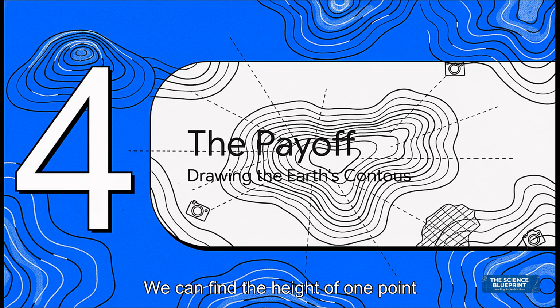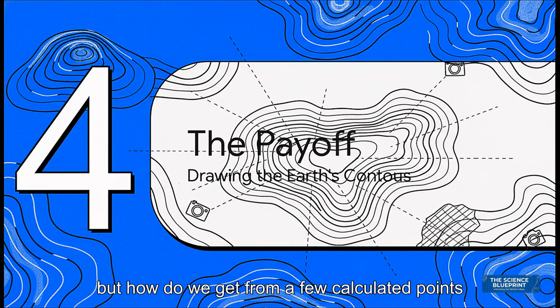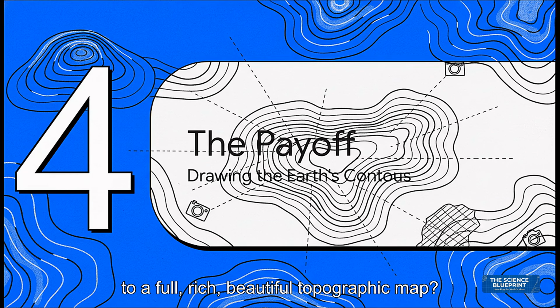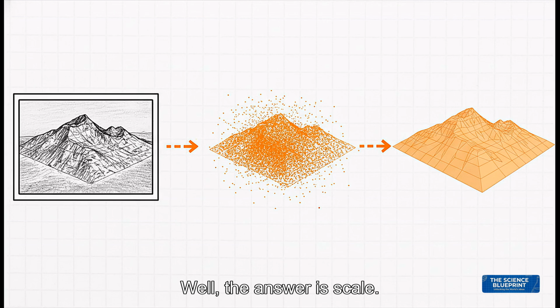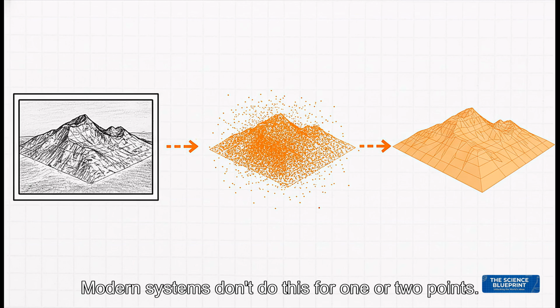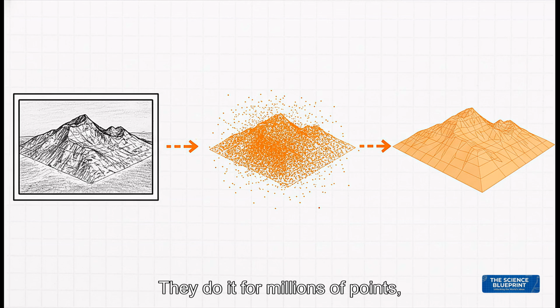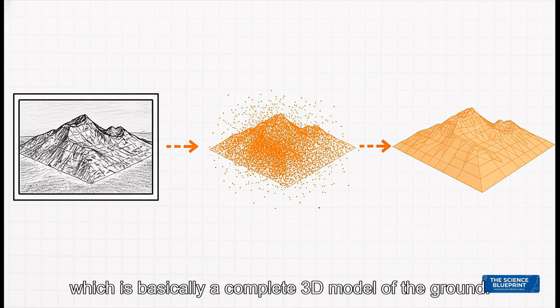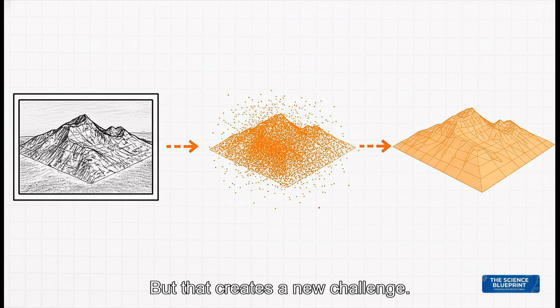We can find the height of one point or the distance between two, but how do we get from a few calculated points to a full, rich, beautiful topographic map? What's the big payoff here? Well, the answer is scale. Modern systems don't do this for 1 or 2 points. They do it for millions of points, creating this massive point cloud, which is basically a complete 3D model of the ground. But that creates a new challenge.